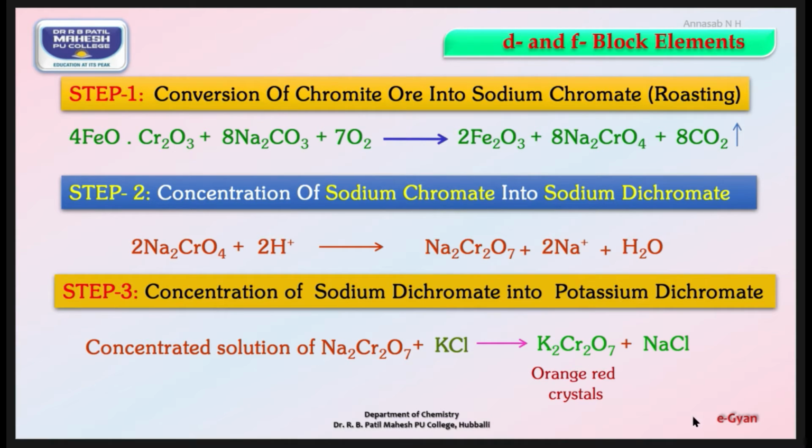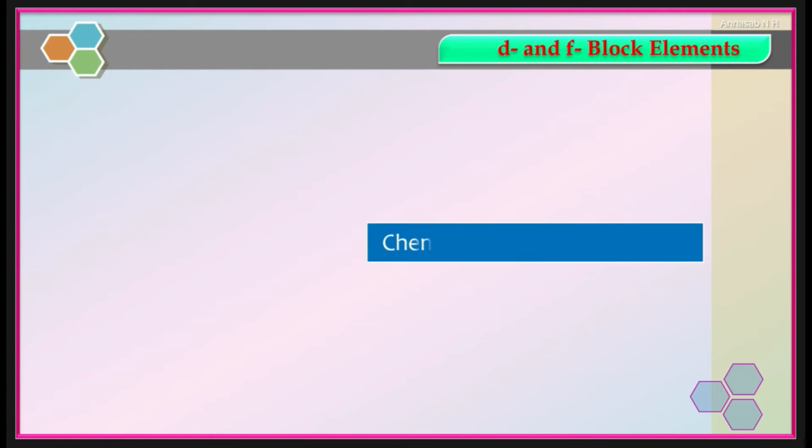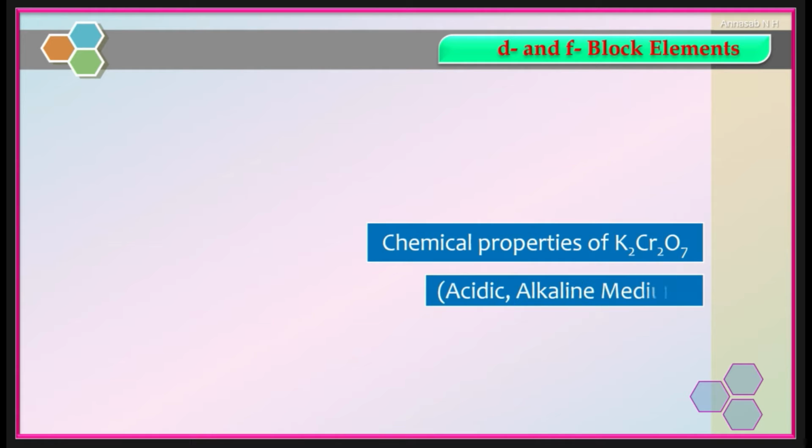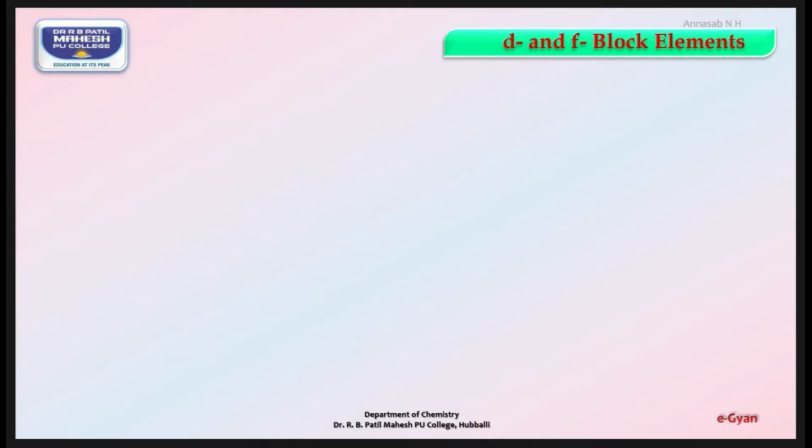Dear students, please remember these three steps and balanced equations which will be asked for 3 marks in your exam. Moving further, next part of the video lecture, chemical properties of potassium dichromate. It is in acidic and alkaline medium. So let us learn the reaction.